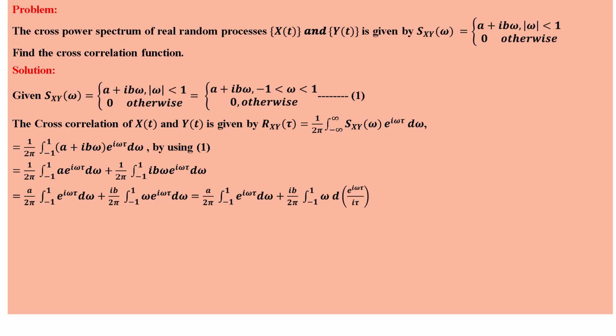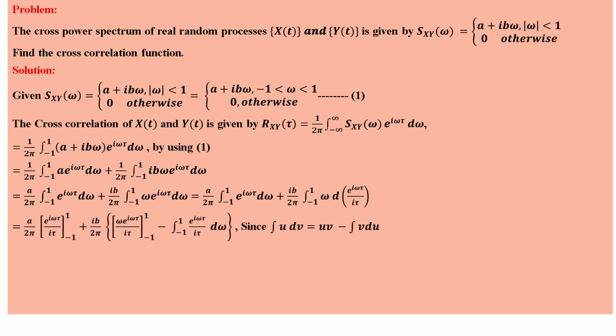We are taking e^(iωτ) as the derivative of e^(iωτ)/(iτ). We know the derivative of e^(ax) is a e^(ax), so we need only e^(iωτ). That is why we divided e^(iωτ) by iτ. Now we are integrating: the integral of e^(ax) is e^(ax)/a, so e^(iωτ)/(iτ), with lower limit −1 and upper limit +1, plus ib/2π.